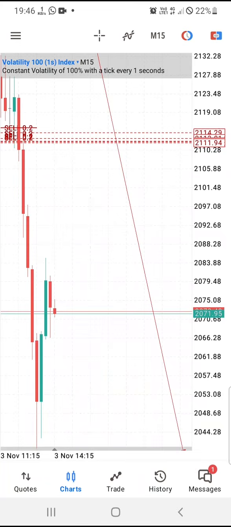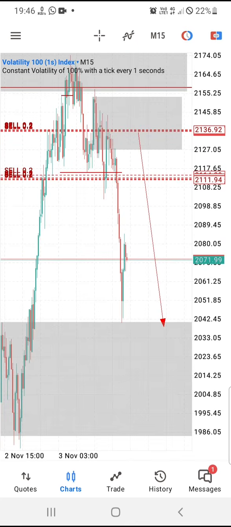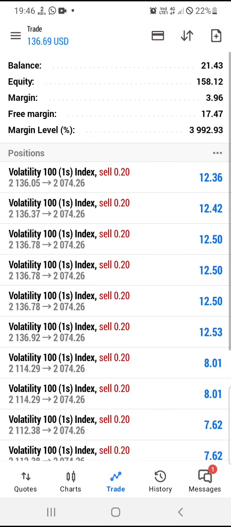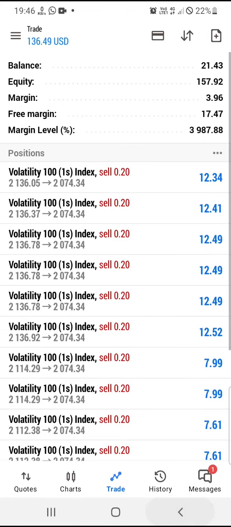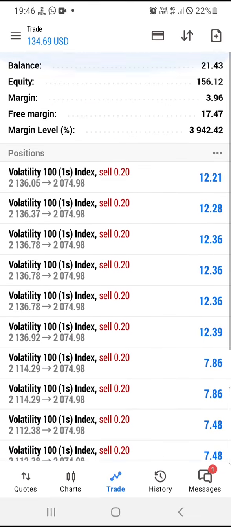So now this is the after. When I came back, I'd seen it had already hit that OB there and then retraced back up. So yeah, it managed to fill in the fair value gap like we said, and I just had to close and take whatever I could take on the table.